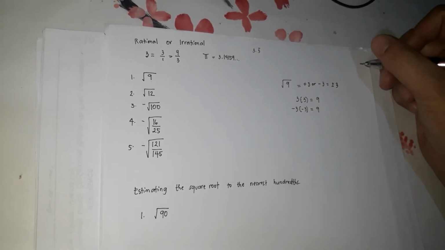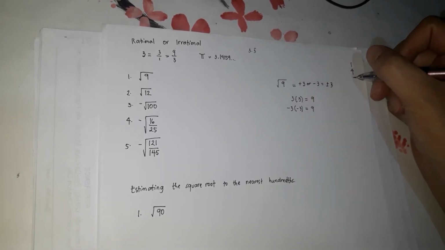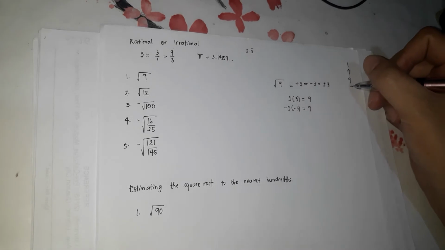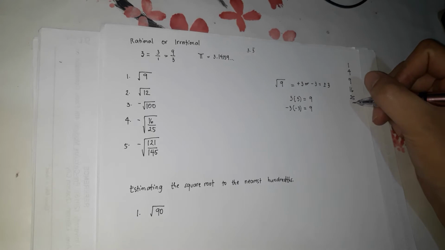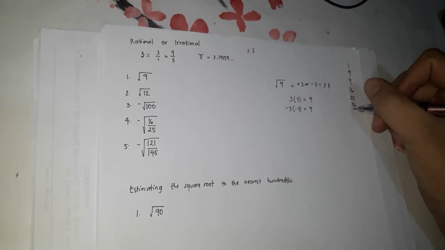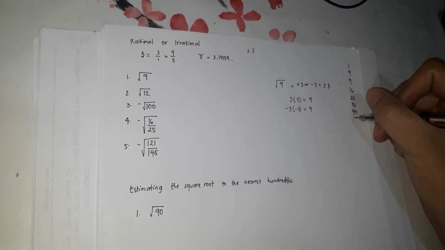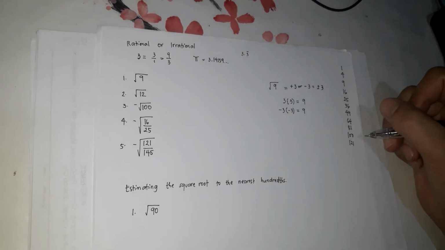It would also help if you're going to write the perfect squares in here. So 1 times 1 is 1, 2 times 2 is 4, 3 times 3 is 9, 4 times 4 is 16, 5 times 5 is 25, 6 times 6 is 36, 7 times 7 is 49, 8 times 8 is 64, 9 times 9 is 81, 10 times 10 is 100, 11 times 11 is 121. You could write as many as you can, but it's okay if it is 10.